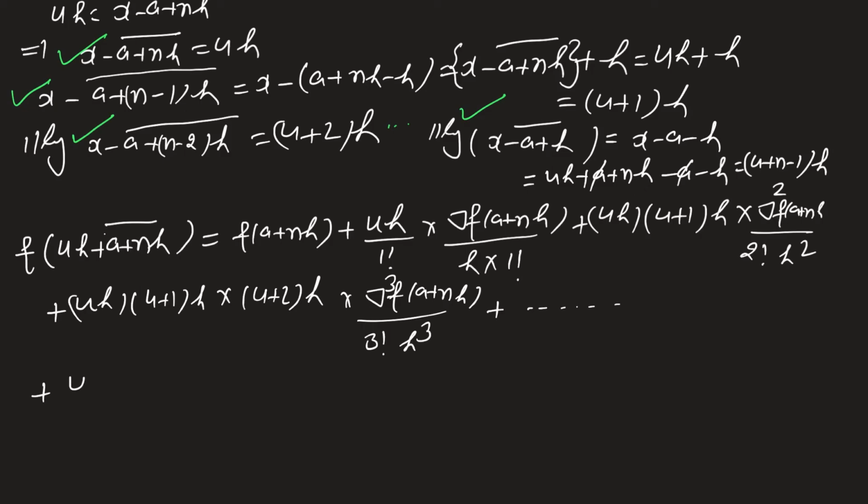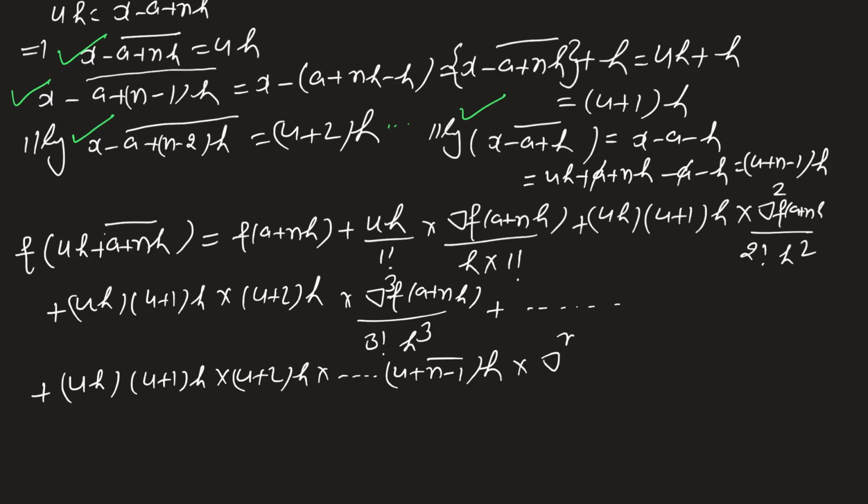up to the last term will be u plus 1 h into u plus 2 h up to, the last term will be u plus n minus 1 h into del n f of a plus nh by n factorial h raised to the power n.